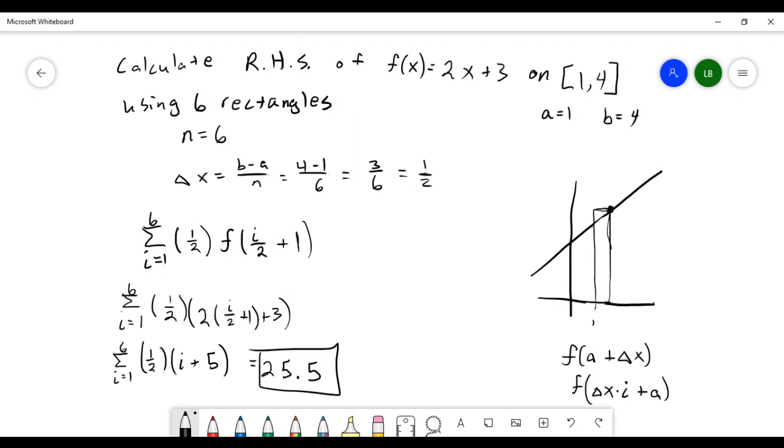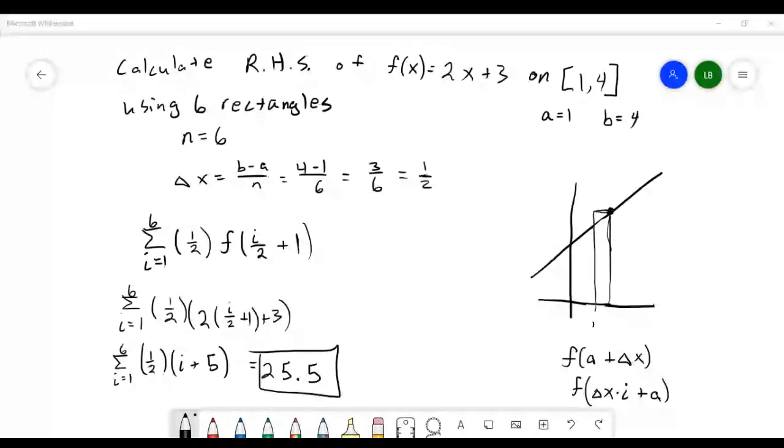Now we are just about out of time. We'll talk about Riemann sums in more detail next week.